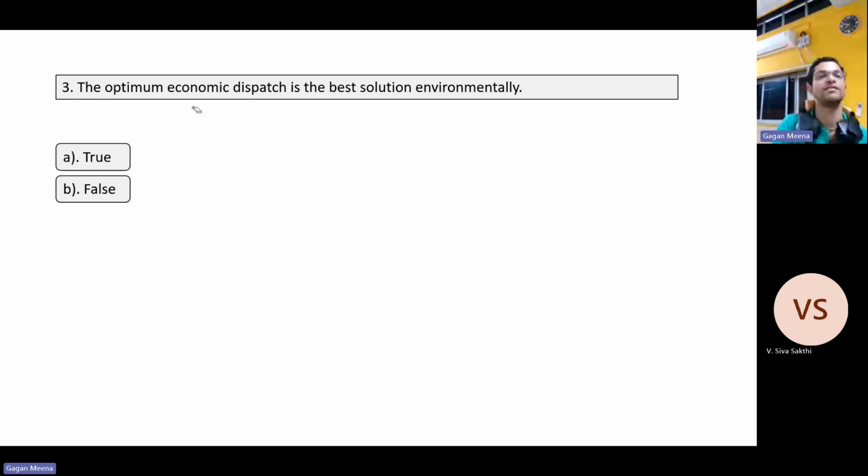Then we have the next question. The optimum economic dispatch is the best solution environmentally. This optimum economic dispatch, will it be optimal or best for the environment too? Not necessarily, because in economic dispatch we are only looking for minimizing the cost of generation.